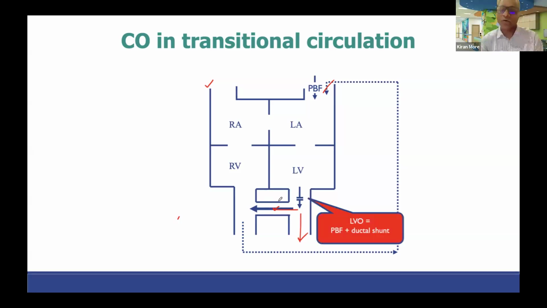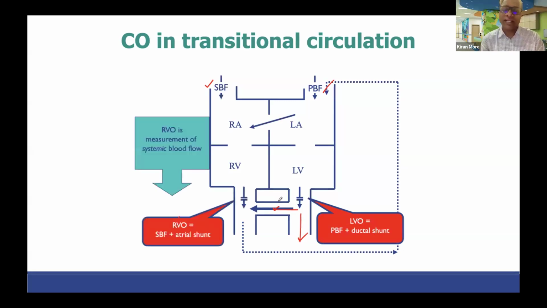So that's why LVO is affected by pulmonary blood flow and ductal shunt. And that's why many times when you do a cardiac output, if you have PFO and PDA, then maybe you should look at RVO as a surrogate of the systemic blood flow. So if your RVO is low, then probably your systemic blood flow also is low.